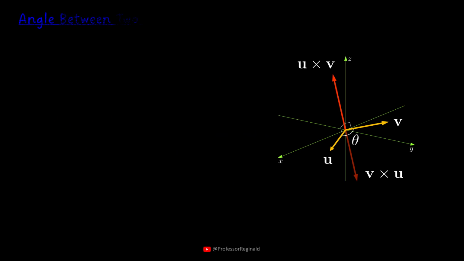Angle between two vectors. If theta is the angle between the vectors, then the sine of theta is the norm of the cross product of u and v all over the product of their norms.